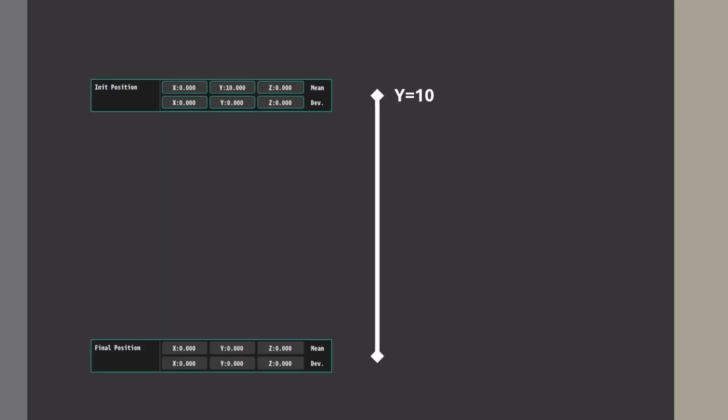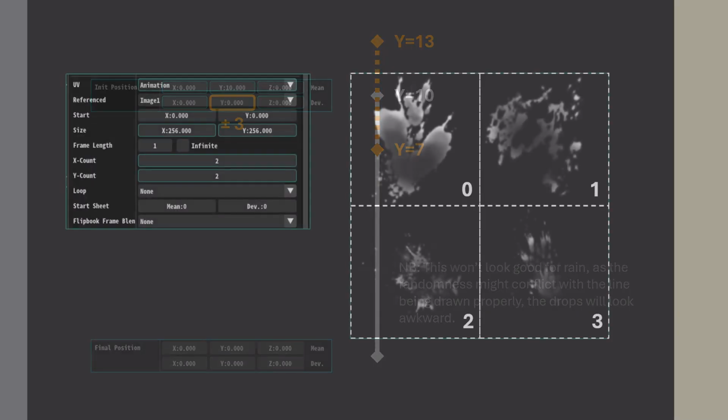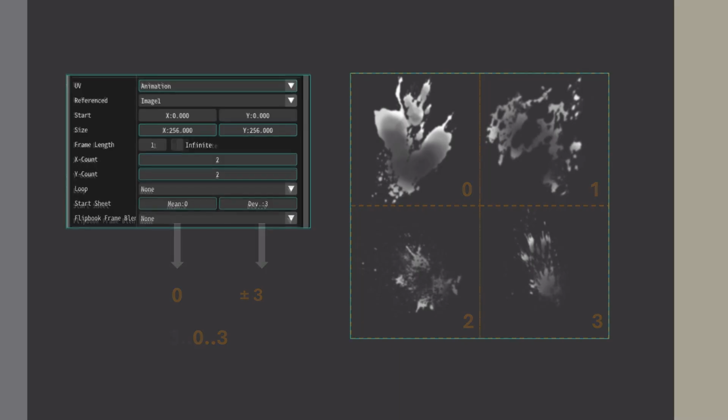For instance, position fields, if we draw a line from 10 to 0 and we add some deviation to the start value, it'll randomly spawn between 10 plus 3 and 10 minus 3, so 13 and 7. Back to our animation. For this one we'll keep it super random, so we'll set mean to 0 and dev to 3. This specific field only takes integers and can't go negative, so it'll take any frame between number 0 and 3.